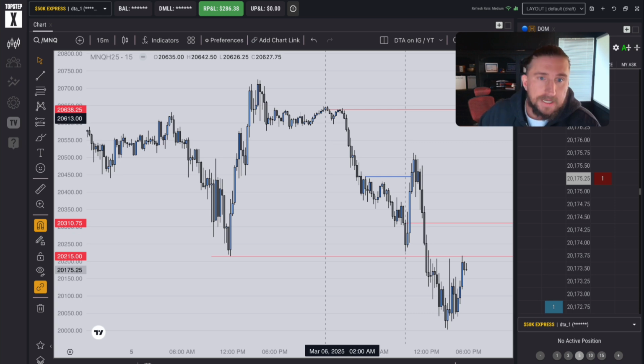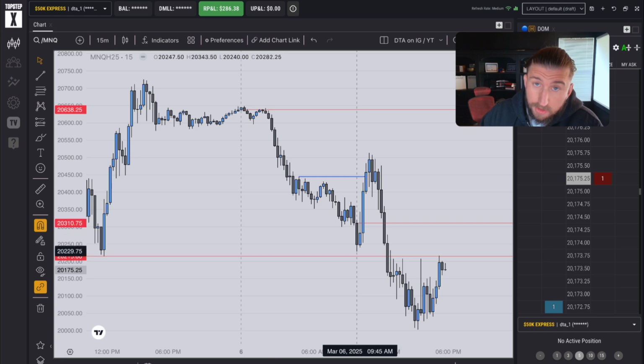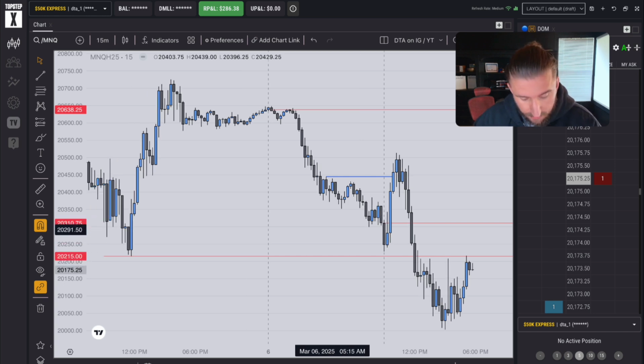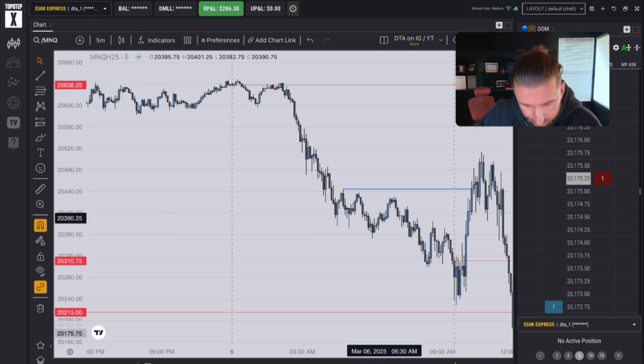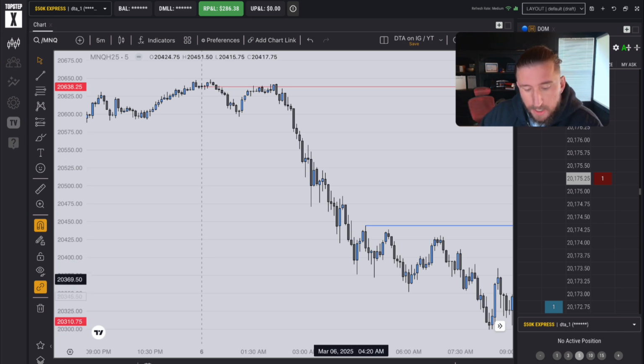Now, you might be asking, how do I know that this is a London expansion? I'm glad you asked. We look from midnight New York, midnight opening price, and we see a strong directional move. If we really get into the weeds on this, this is a really, really strong trend. A lot of bottoming wicks, just obliterated, no bid.